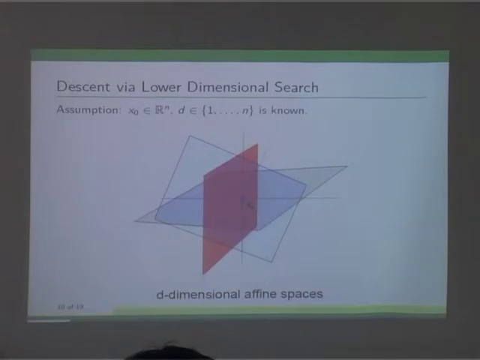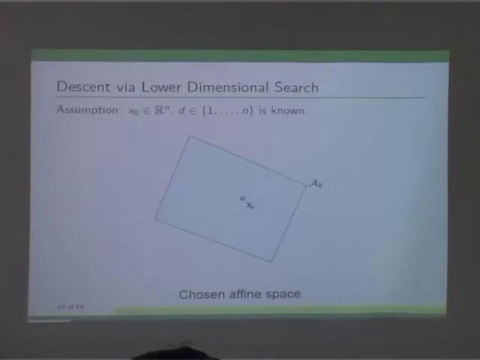So I have this collection of d-dimensional affine spaces. I say affine because xk need not be the origin. So you consider the d-dimensional affine spaces passing through xk. Pick one of them. How you pick, I'll discuss later. That affine space I'll call ak.